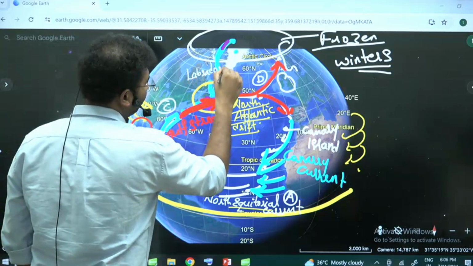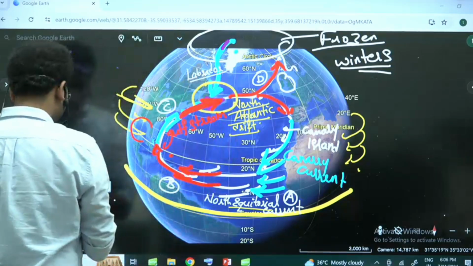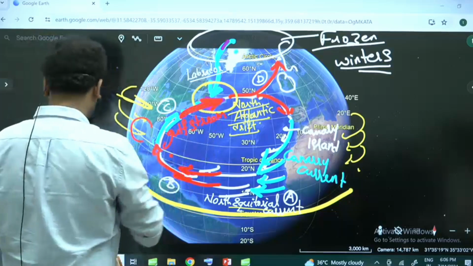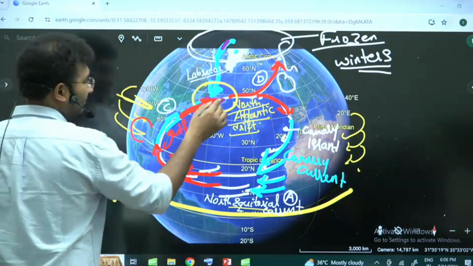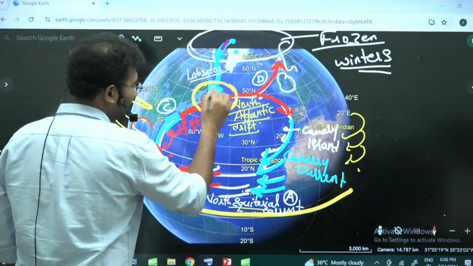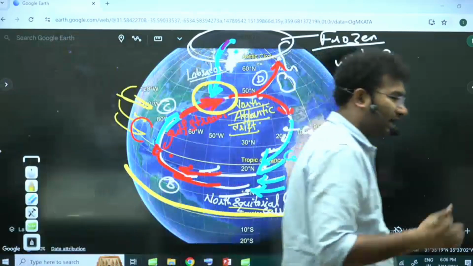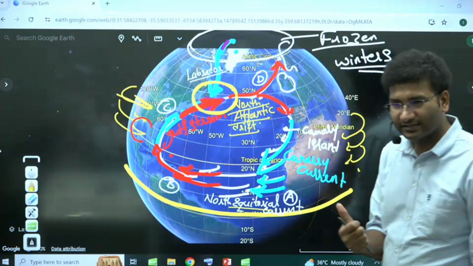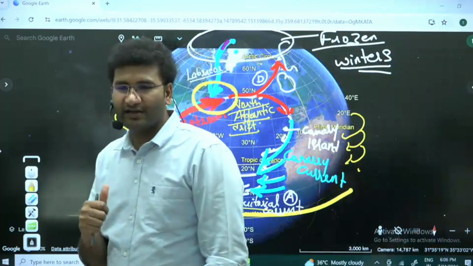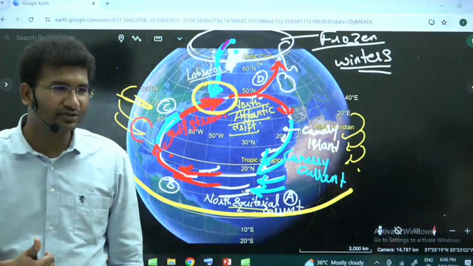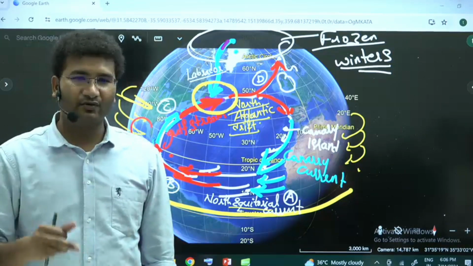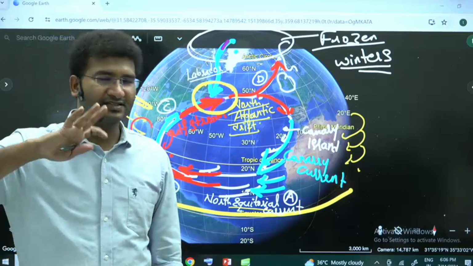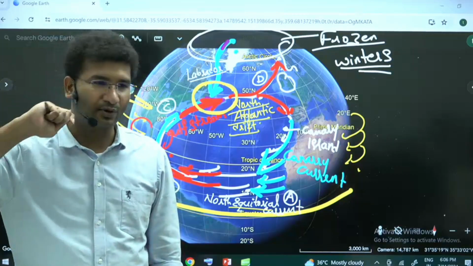Is it cold or warm? It is a cold water current. Now, this Gulf Stream and Labrador Current are coming and meeting at this place, right? Is this the place where you are going to see mixing of warm water and cold water? Yes. When warm water and cold water mix in the ocean, that is the place where you will find the best fish as compared to the areas where you have cold water.